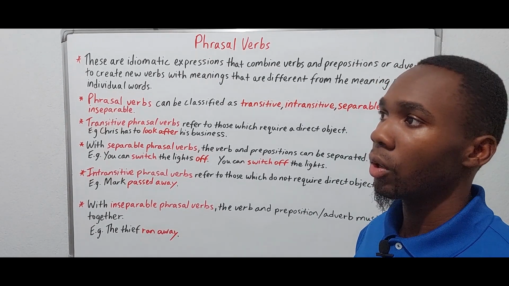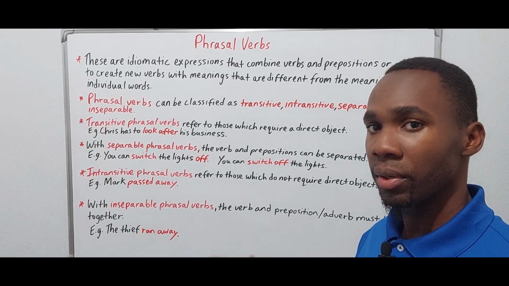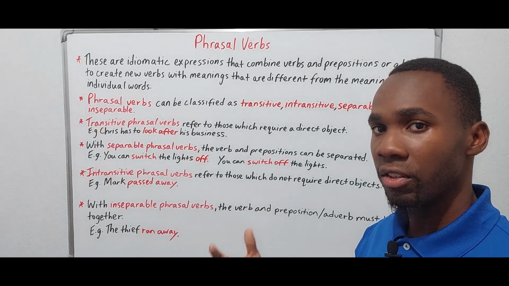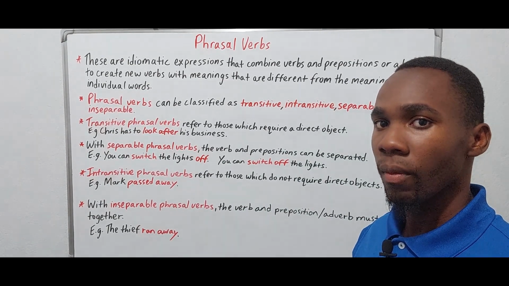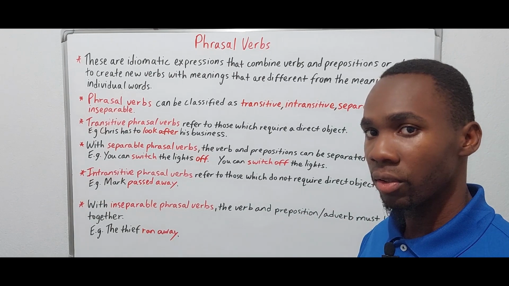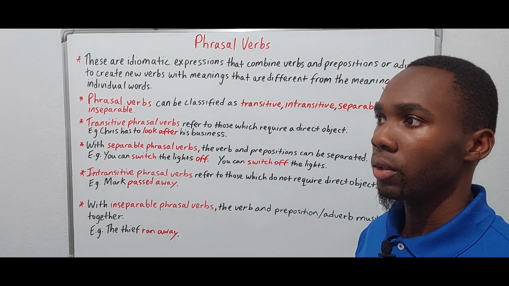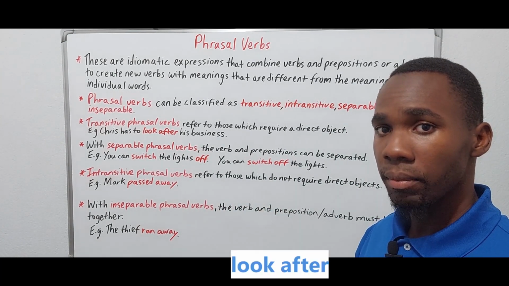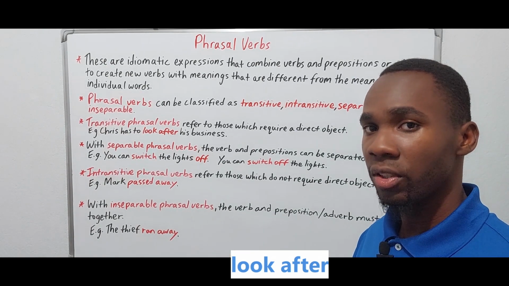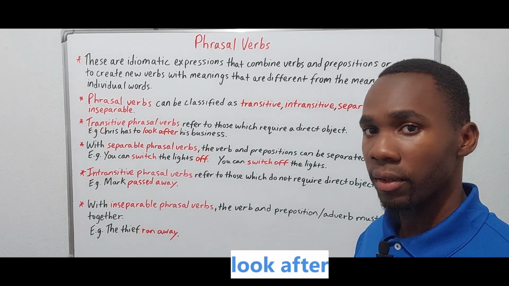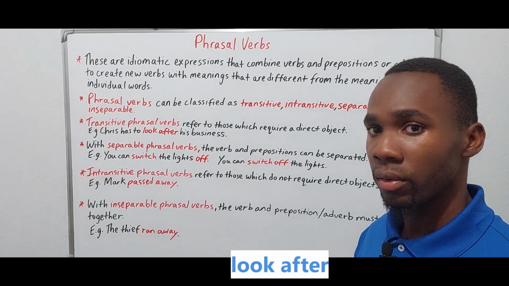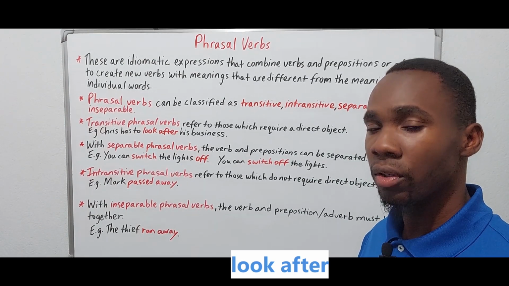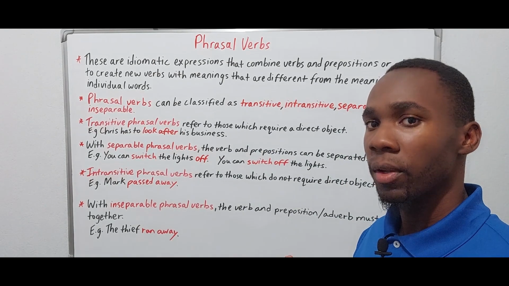Okay? Now I said verb plus preposition or verb plus adverb. So let me give you an example of each. An example of a phrasal verb comprising a verb and a preposition would be look after, right? Because after would be a preposition, given that we require an object, because you need something or someone to receive the action. You need to look after someone or something. So look after would be an example of a verb plus a preposition.